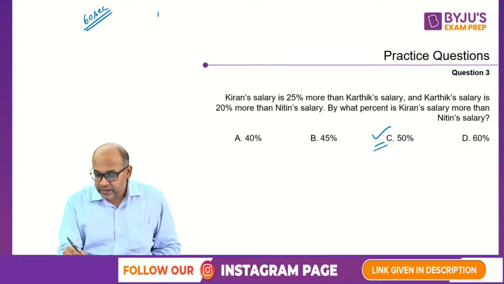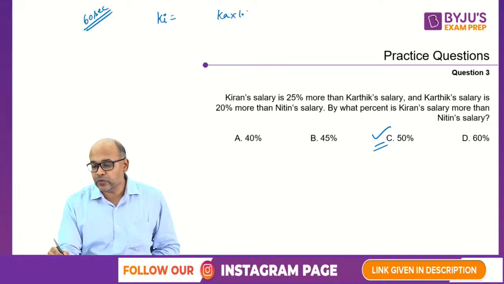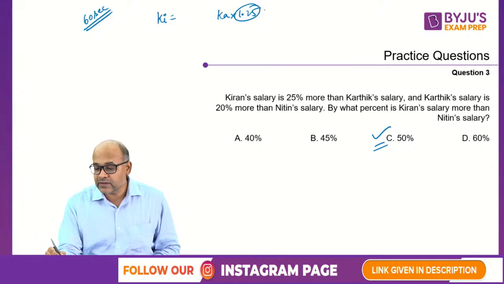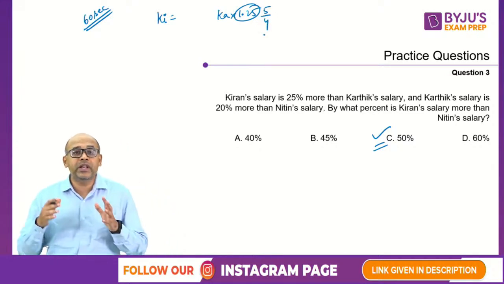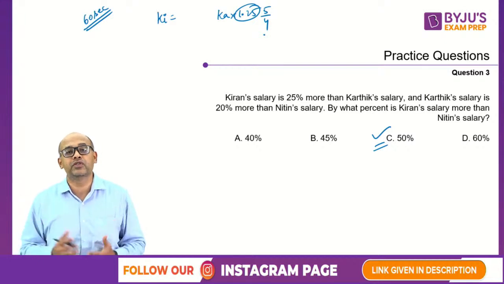So Kiran is 25% more than Karthik. So what is 25%? 1.25. That's the meaning of 25% more, which is basically, I can write this as 5 by 4. Guys, you should be in a position to convert your percentages into fractions and fractions into percentages.